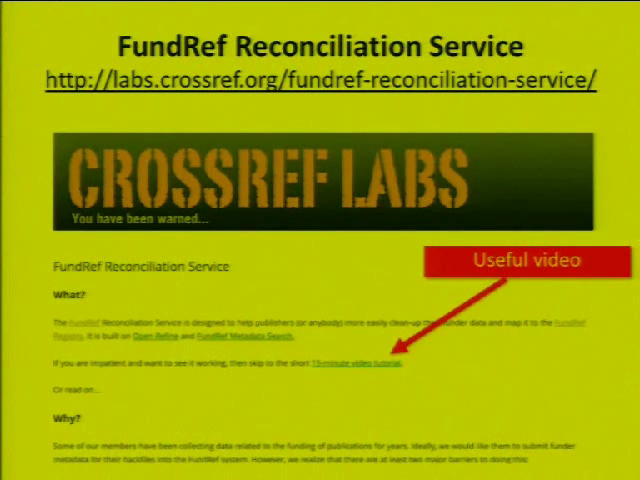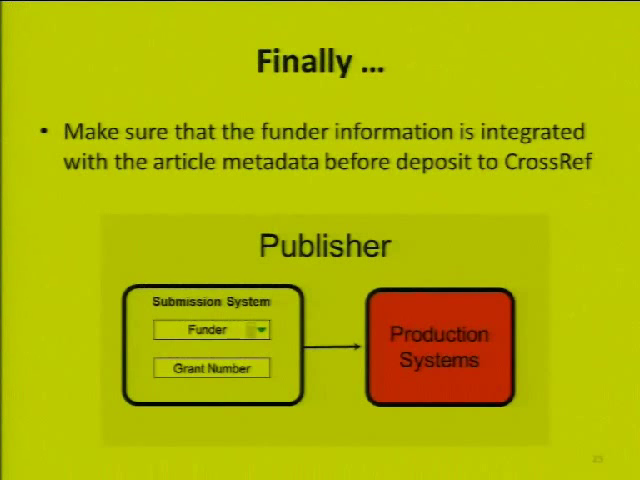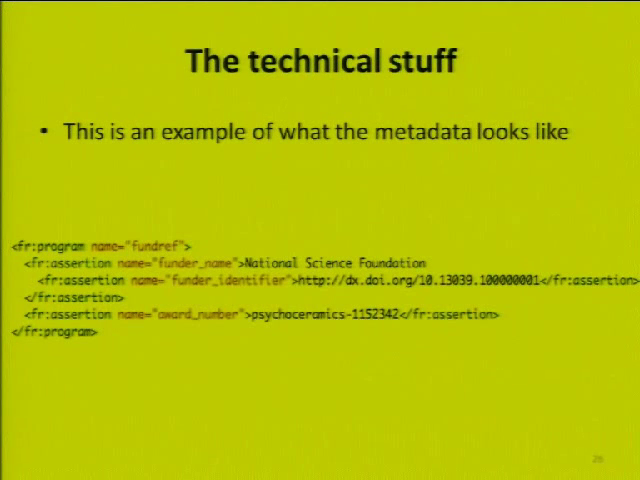One thing that the labs team, our programmers, has been working on is a little reconciliation service. If publishers have a list of funders related to articles, they can use this service to try to match those funders up with people in the database in order to be able to deposit them. Once you have the funder information, publishers can make sure that it goes into the article metadata before it gets deposited to CrossRef.